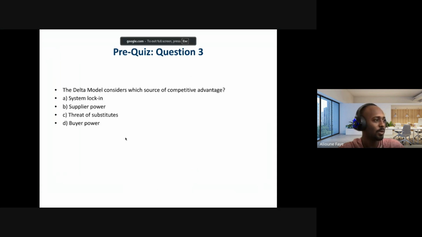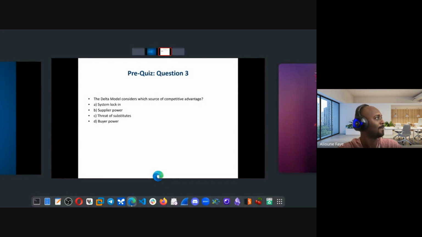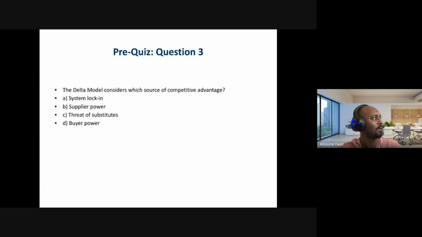So let's see how we're going to be doing on the quiz this time. We can do the next 3 questions. In the Delta model, which is the source of competitive advantage? What do you guys think? Any answers?